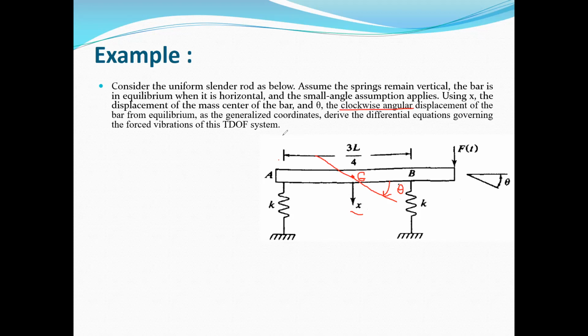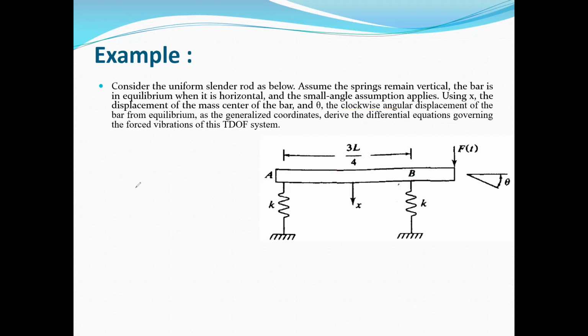So we need to obtain the equation of motion. And if you want to write Newton's second law to obtain the force in these two springs, you need to use this theta and x. And by using x and theta, you can obtain the displacement of point A and point B. And then you know that the force in the left spring is equal to k times the displacement of point A, and the force in the right spring is k multiplied by the displacement of point B. So you need to obtain the displacement of points A and B.